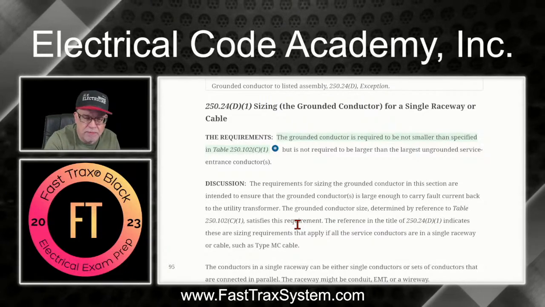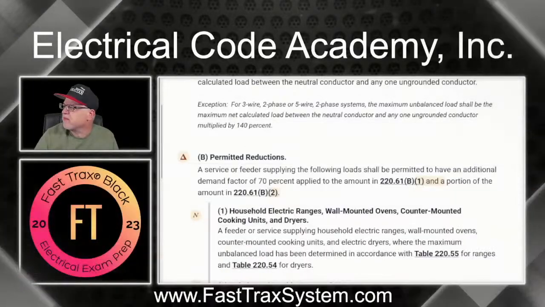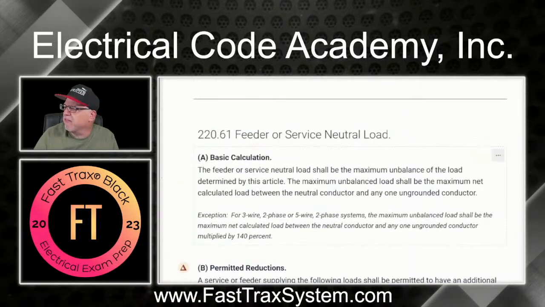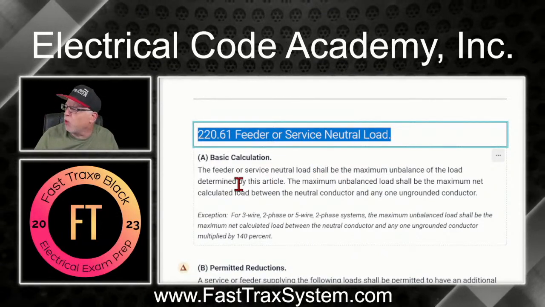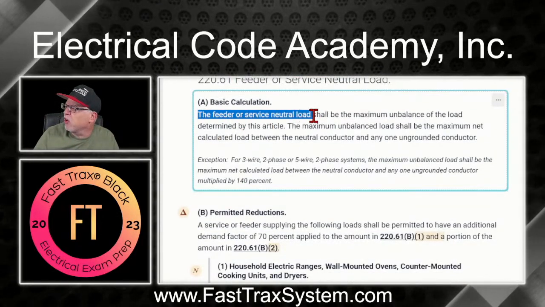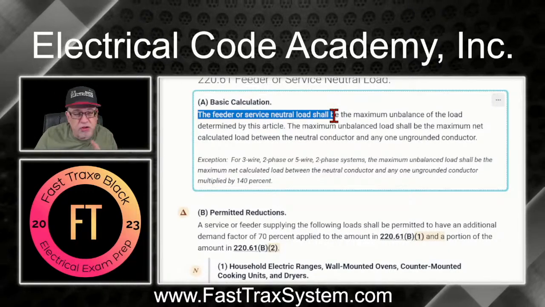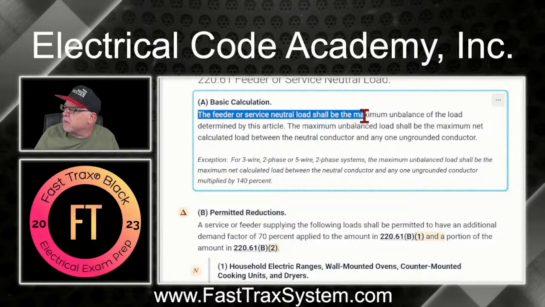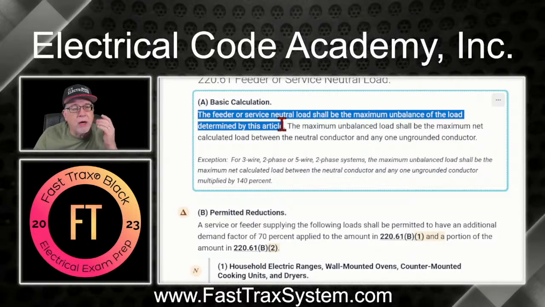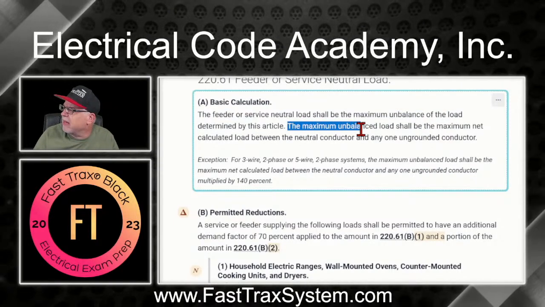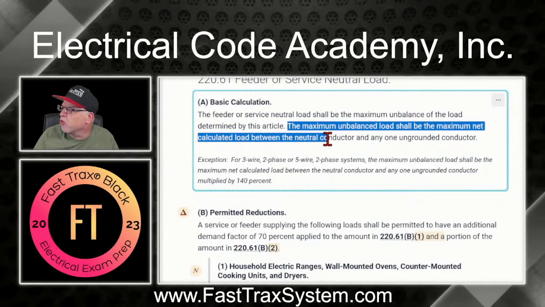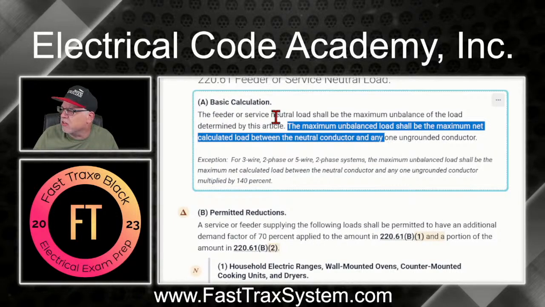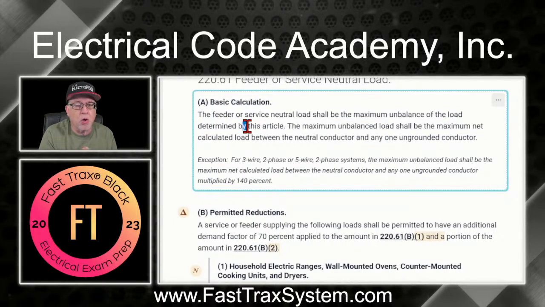Where does it say that? Well, we kind of got to go look at the code. And right here is where it tells me, right here in 220.61, which I'll remind you is, again, Part 3 of Article 220. It says the feeder or service neutral load shall be, and "shall" is mandatory language, the maximum unbalance of the load determined by this article, 220 being the article. The maximum unbalanced load shall be the maximum net calculated load between the neutral conductor and any one ungrounded conductor. Okay, so we're going to do a load calculation. We're going to determine it.